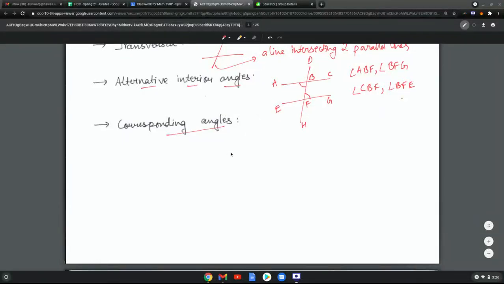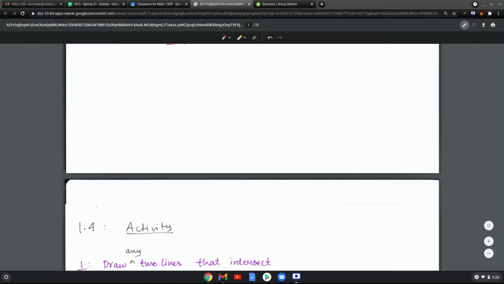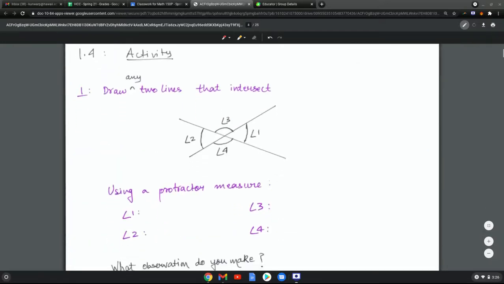Okay, in the previous video, we learned about why we need to measure angles, how we name angles so we can talk about them, and how we measure them using degrees. And now let's look at certain scenarios. Here's an activity for you.